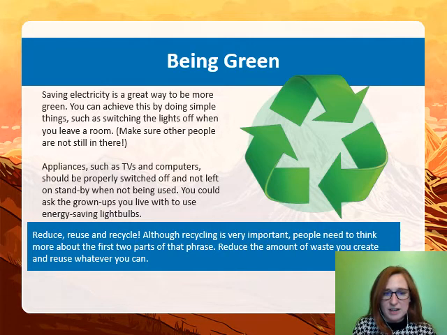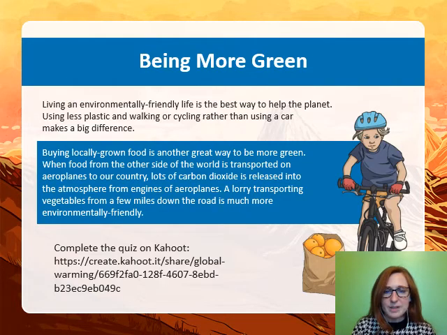Reduce, reuse and recycle. Although recycling is very important, people need to think more about the first two parts of that phrase. Reduce the amount of waste you create and reuse whatever you can. Being more green. Living an environmentally friendly life is the best way to help the planet. Using less plastic and walking or cycling rather than using a car makes a big difference.